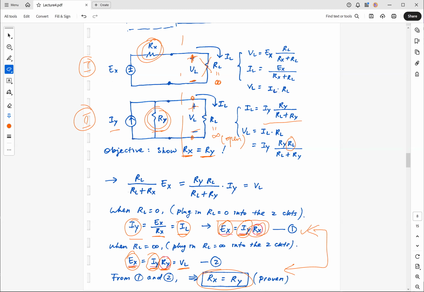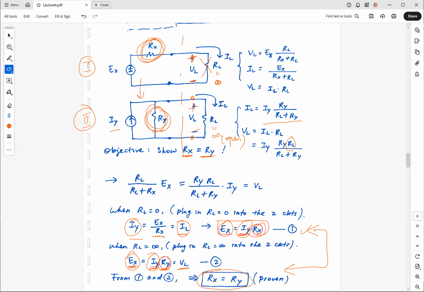So if I were to transform the voltage source in series with a resistor into a current source in parallel with a resistor, what I have to make sure is that these two resistors are the same. If Rx is 10 ohm, then Ry has to be 10 ohm as well. And of course, we notice that this transformation allows you to go from a voltage source to a current source. So how do we do that?